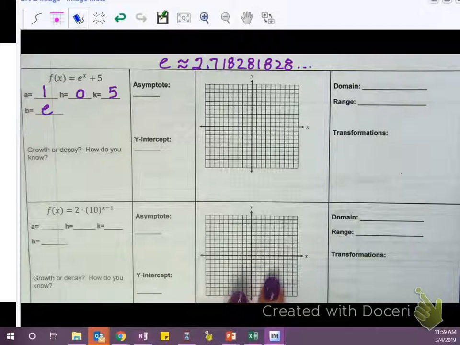All right, is it growth or decay? It's growth, because it's greater than 1. Our original asymptote was at 0, but now we've moved it up 5. So now our asymptote is at y equals 5: 1, 2, 3, 4, 5. So that's my asymptote, at y equals 5.